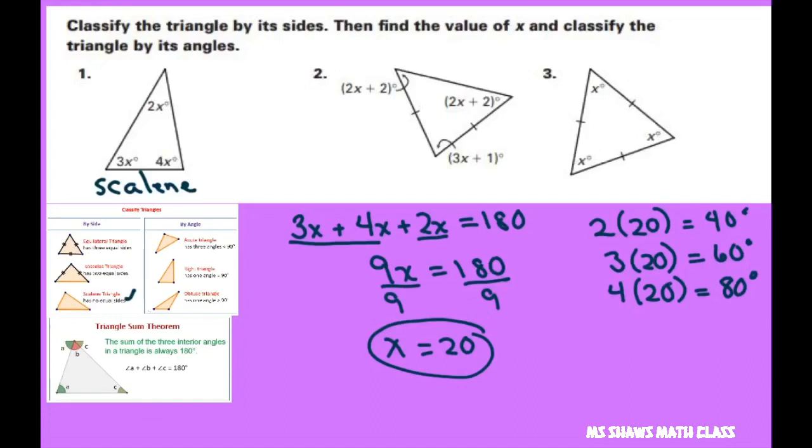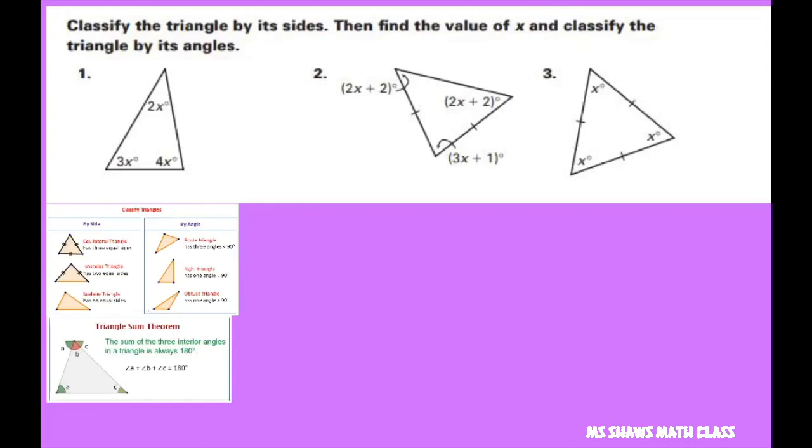So with no equal sides, and all three angles less than 90, that means it's acute. Right, and then we're going to go to number 2. It says it has 2 equal sides here. So 2 equal sides means it's an isosceles triangle.